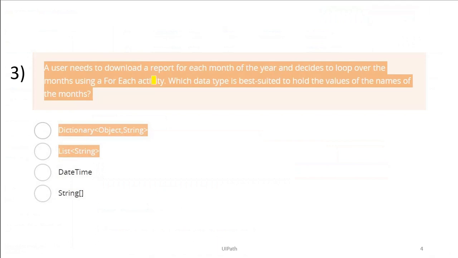Okay, here the question would be: the user needs to download a report for each month of the year and decides to loop over the months for each activity. So they're using the for each activity.